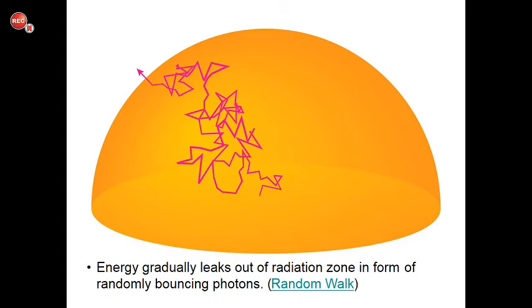the cooler outer layers will absorb the photon. They have capacity to absorb it. And so it heats the outer layers up. And those outer layers will eventually re-emit photons. But those photons aren't emitted outwards, they're emitted in random directions. It takes a while for the energy produced in the core to leak out of the sun. First, it leaks out through the radiation zone.